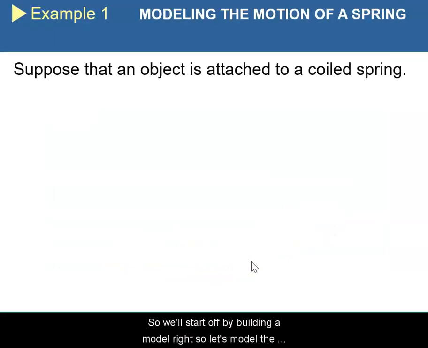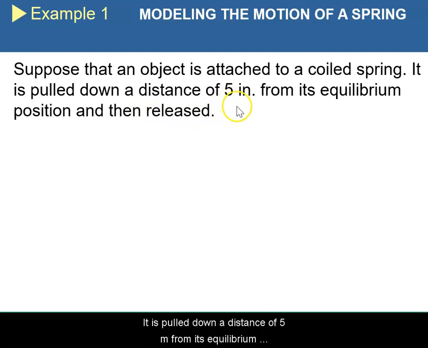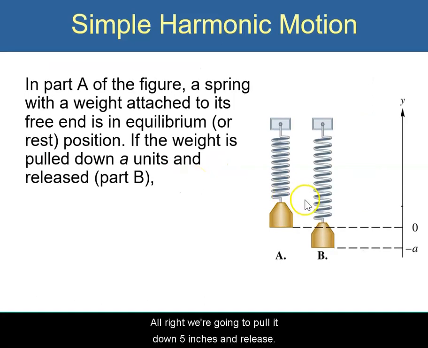So let's start off by building a model, right? So let's model the motion of a spring. So suppose that an object is attached to a coiled spring. It is pulled down a distance of 5 inches from its equilibrium position and then released. So identical to what we had here, right? We're going to pull it down 5 inches and release it.